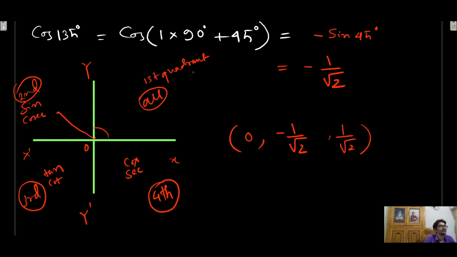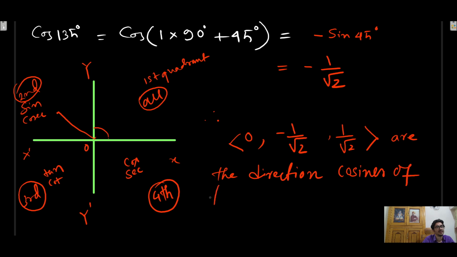Here we will use that sign. Therefore these are the direction cosines of the given line. Solved. So we have solved the first problem, very easy problem.